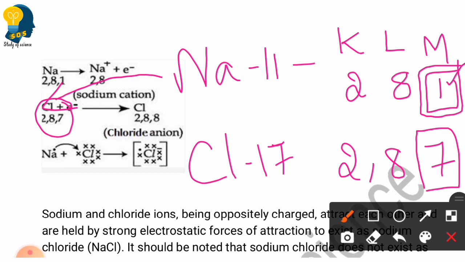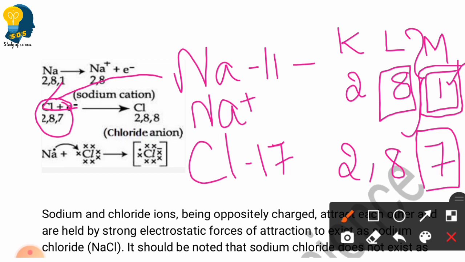So what does sodium do? Instead of gaining 7, it will lose easily 1 electron. Thereby the second shell of the sodium is now filled with 8 electrons. Now what happened? Sodium becomes stable. Na becomes Na plus. Sodium had Na, and after losing 1 electron it now becomes Na plus.